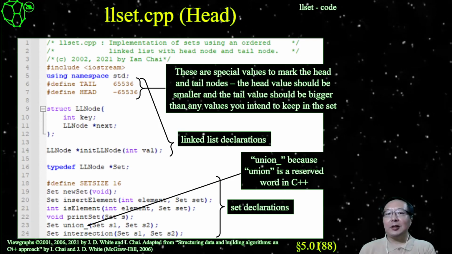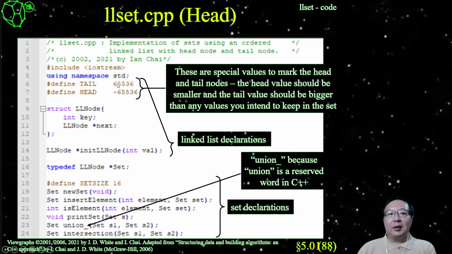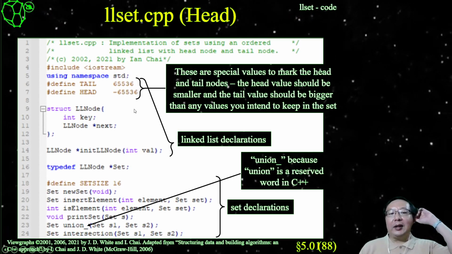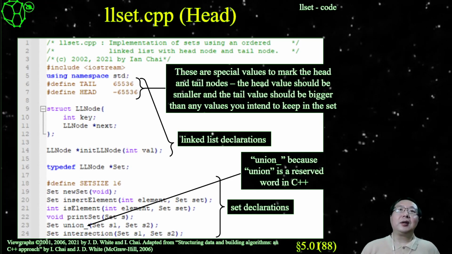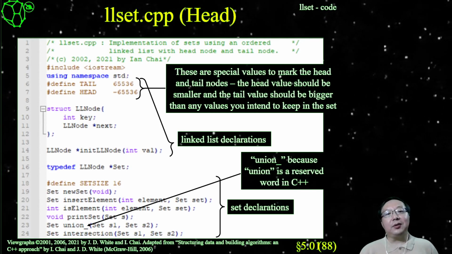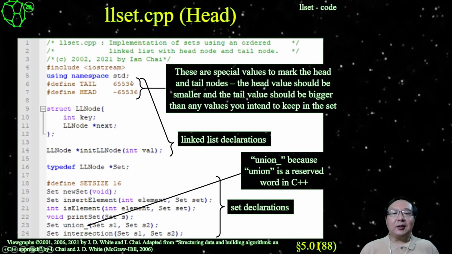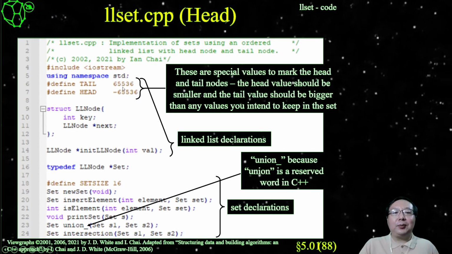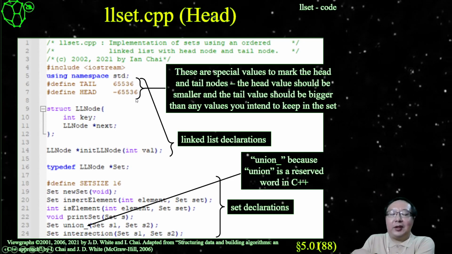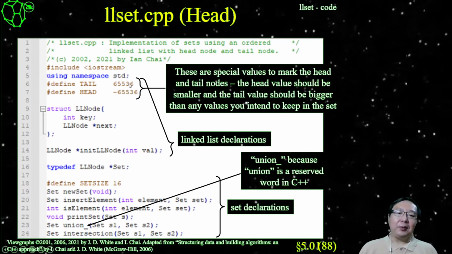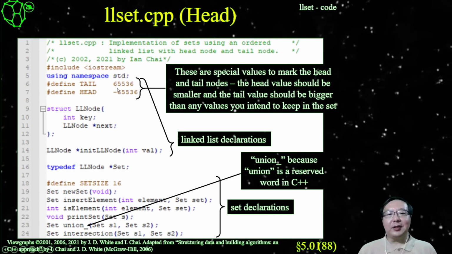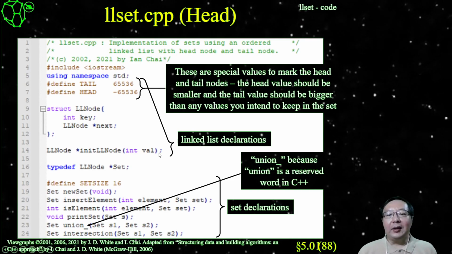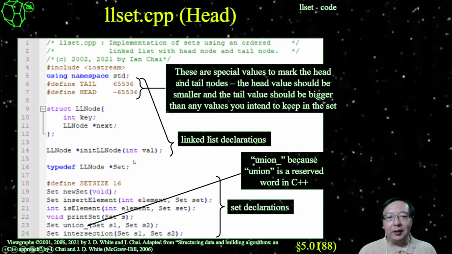And here's the C++ code. We have to have special values to mark the head and tail. Last time we used characters, so we used key value 0. Here it's integers, so we're just using special values that we will not have as real values. If your set is going to have values like this, then you use something else. And the linked list declarations are from here to here.